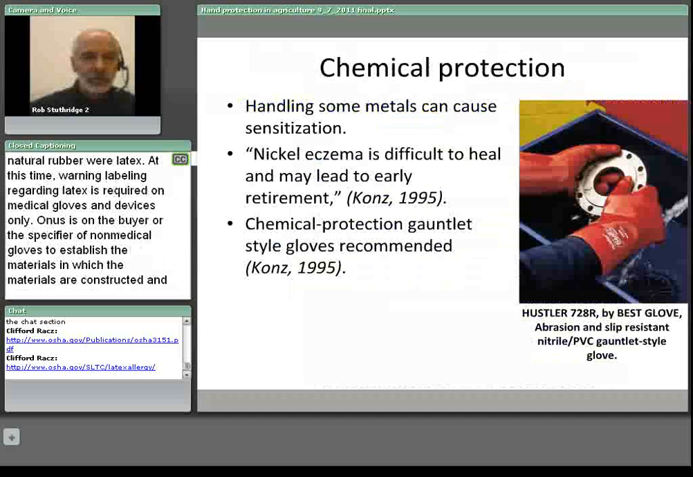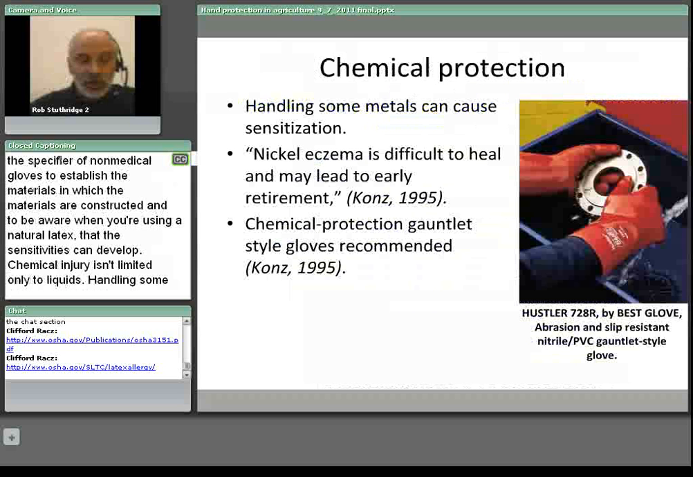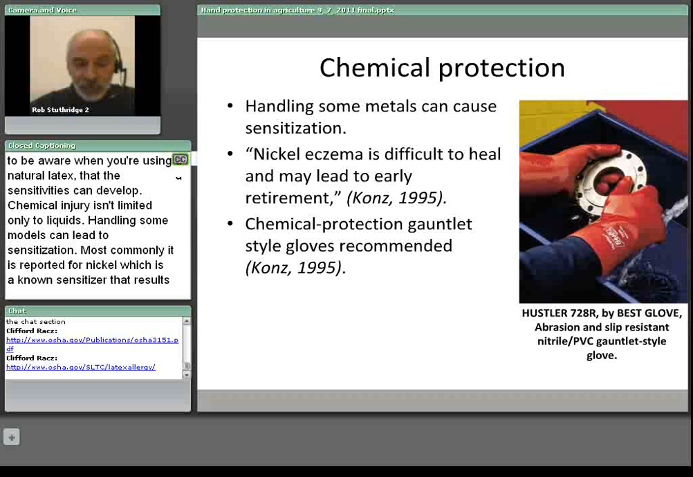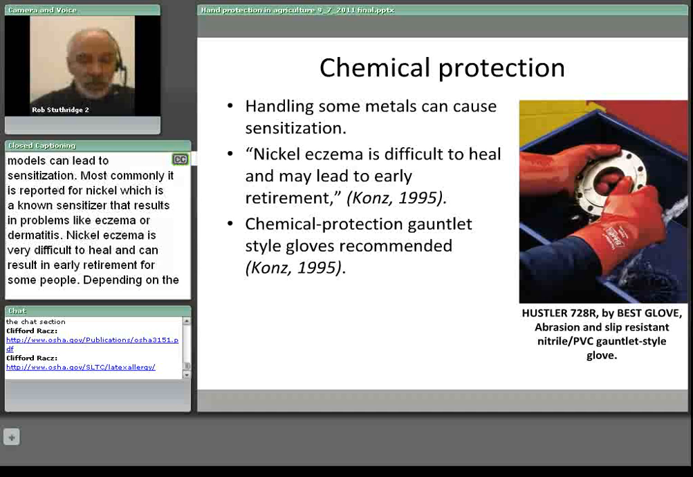Chemical injury isn't limited only to liquids. Handling some metals can lead to sensitization. Most commonly, it's reported for nickel, which is a known sensitizer that results in problems like eczema or dermatitis. Nickel eczema is very difficult to heal and can result in early retirement for some people, depending on the trade that they're engaged in.